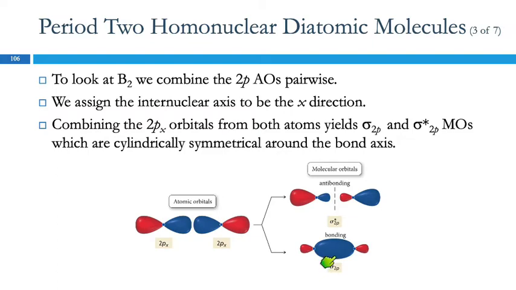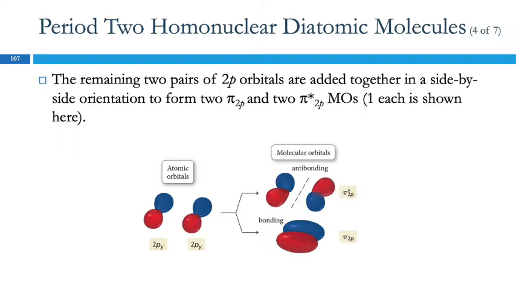So these are also sigma orbitals, because if you look at it from the end, it's cylindrical, right? Just like the letter sigma. So this is sigma 2p, because it's made from 2p orbitals. And sigma star 2p. And then we have two more orbitals.